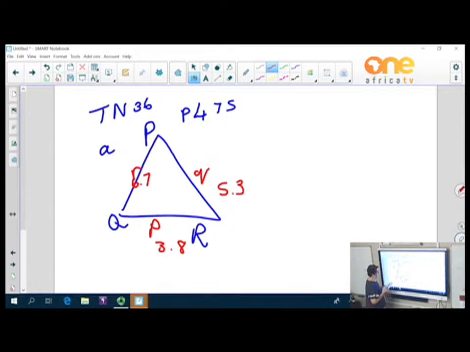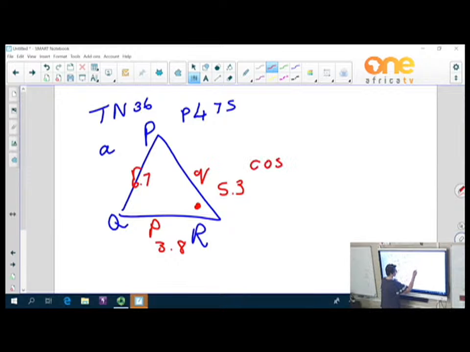Now what we need to know is that the largest angle is opposite the longest side, and the smallest angle is opposite the shortest side. So the longest one from these is R. So that is the angle that we want to calculate.